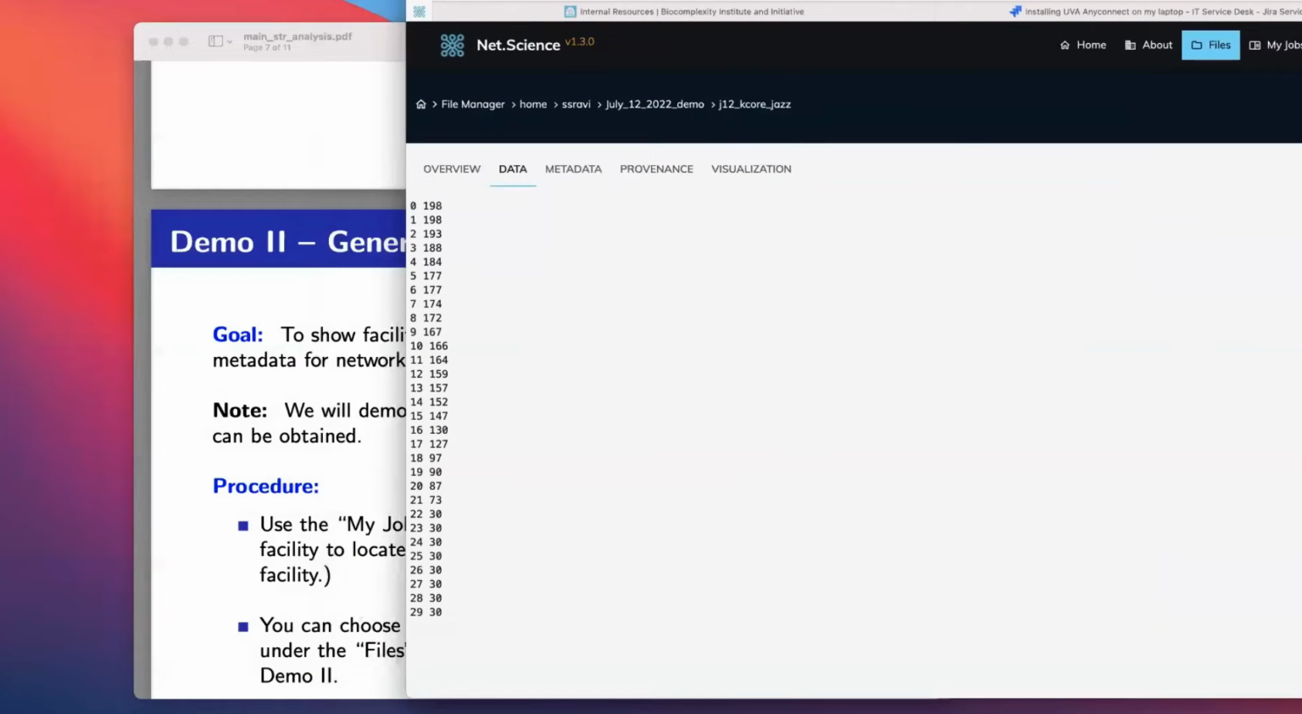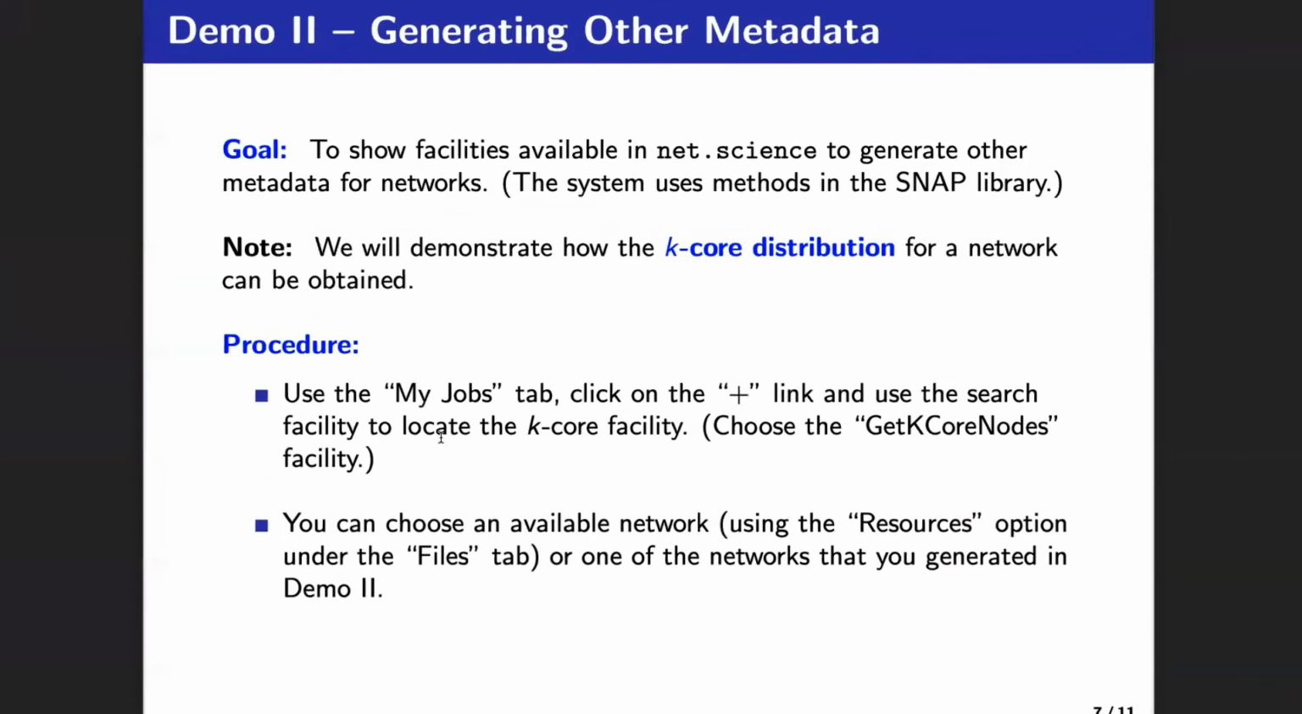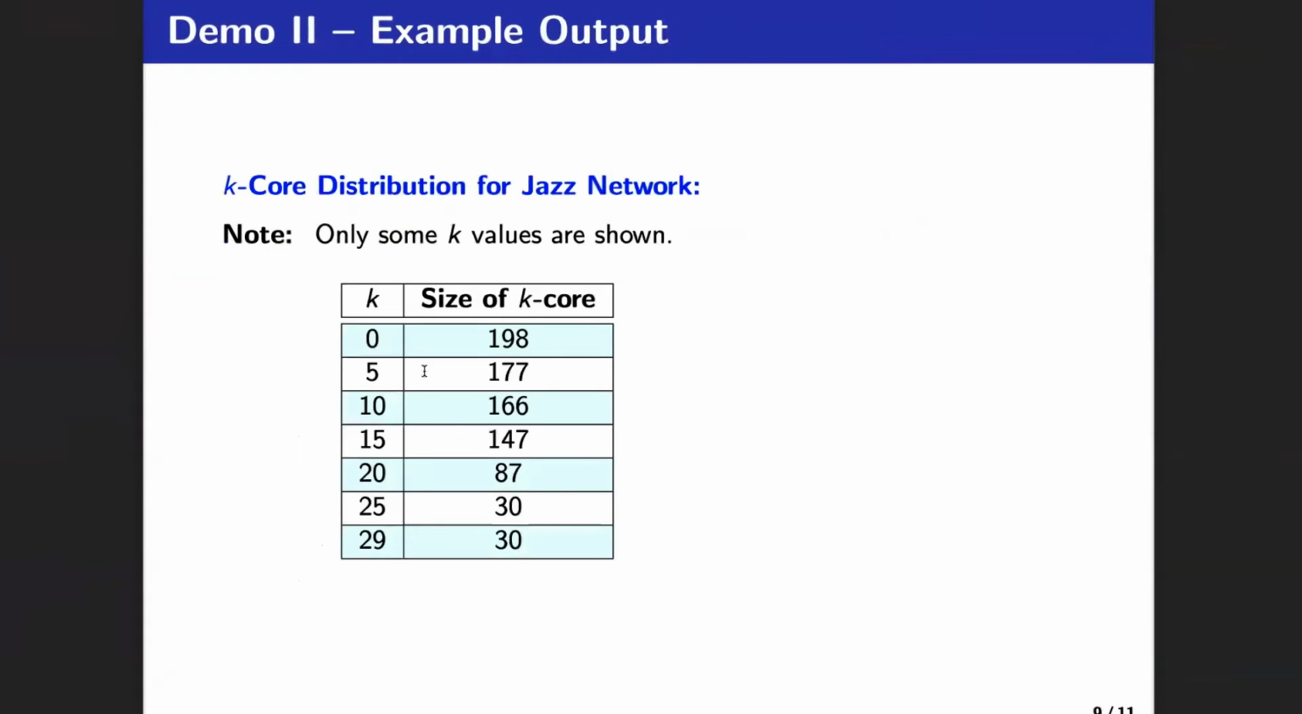Getting back to my slides, I want to show you something interesting about this. So what I did was, instead of showing you all the values, I just chose some K values and show you the core size so that I can fit this on a slide. As K increases, the number of nodes in the K core decreases, which is to be expected.